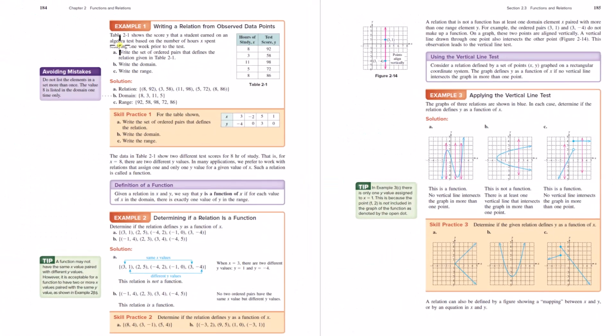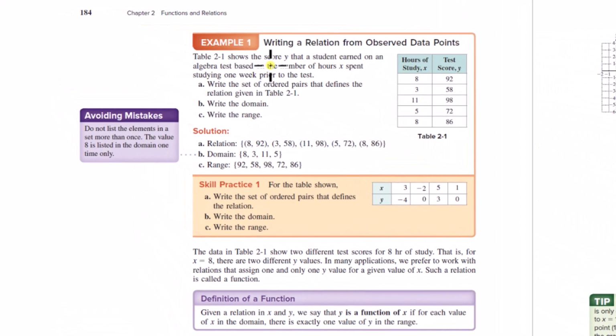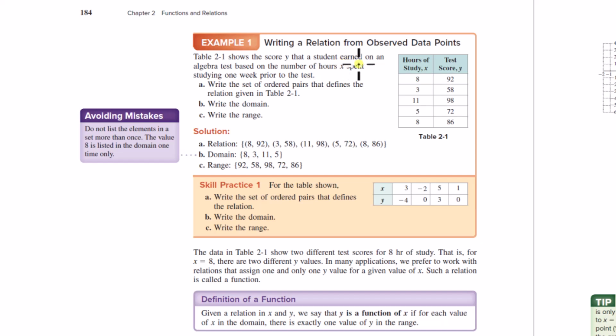So let's take a look at this example here. It says table 2.1 shows the score Y that a student earned on an algebra test based on the number of hours spent studying 1 week prior to the test. So the student studied for this many hours 1 week prior to the test, and here are the resulting test scores. So this is a relation, right? There's no equation here, but this is still a relation. It's a set of these 5 ordered pairs.